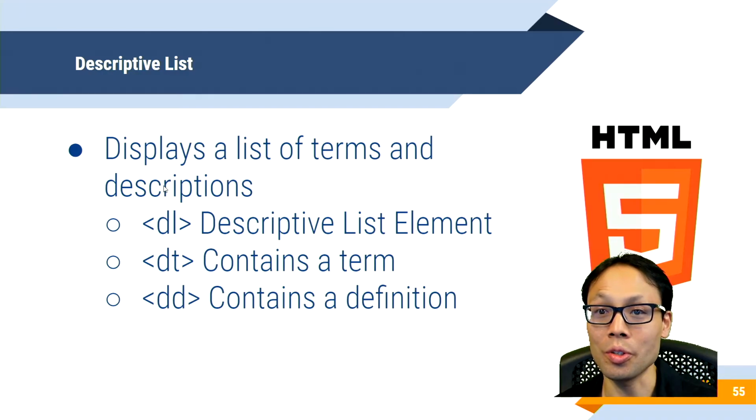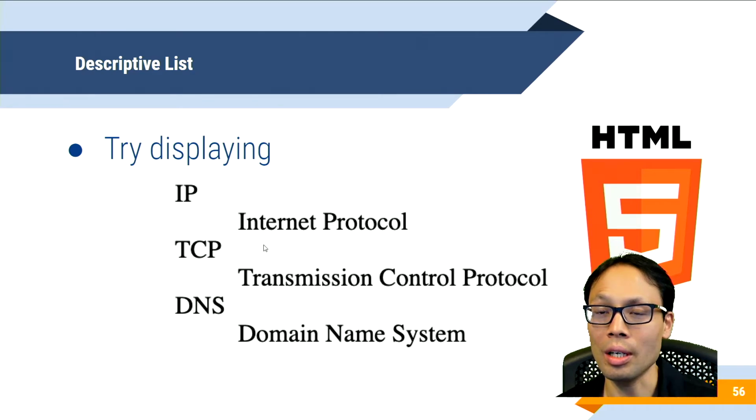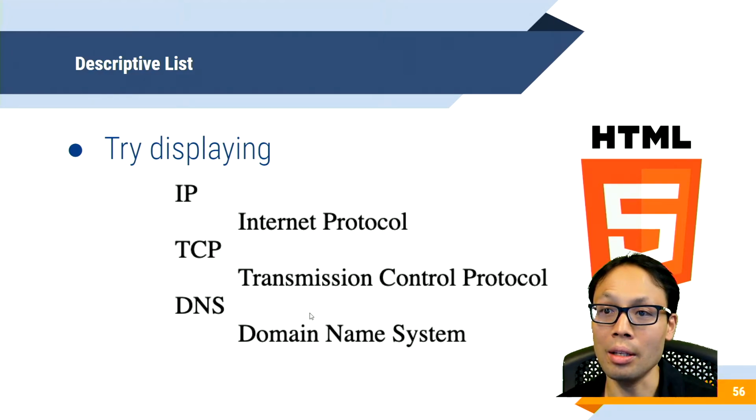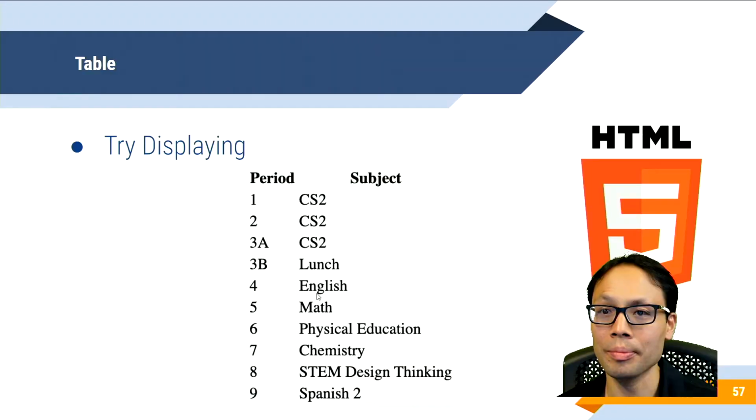All right. Also, try to practice with description lists in HTML. The DL tag is a description list element. The DT tag contains the term, and the DD contains a definition. Now let me show you what that looks like in HTML. So you have your term here, and then you have your definition. Term, definition, term, definition. Give that a try. See if you can recreate that, and you can come up with your own list of terms and descriptions, however you like.